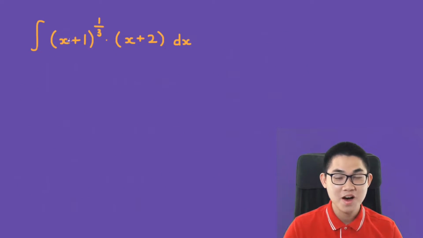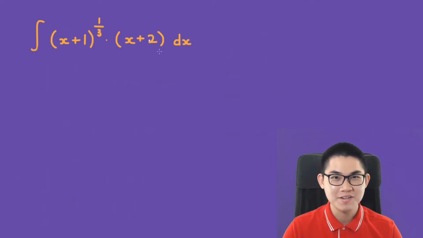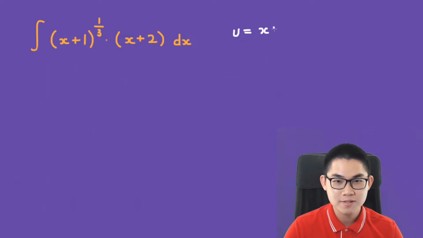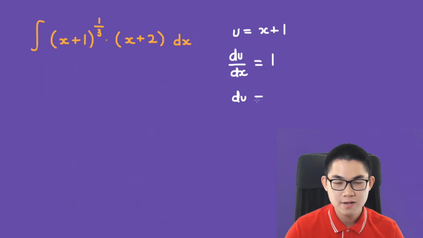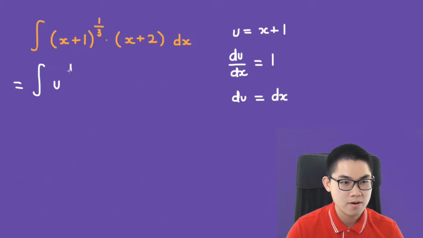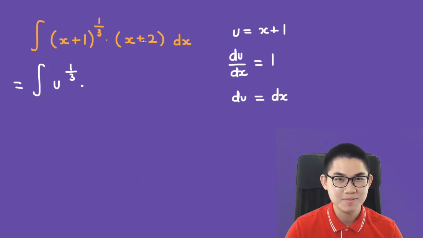And the final answer is 0. Next: the integral of x plus 1 to the power of 1 over 3 times x plus 2 dx. This can also be solved with u-substitution. Since x plus 1 is inside this root, let's make that u. So u is x plus 1, du over dx is 1, then du is equal to dx. Now we have the integral of u to the power of 1 over 3 times x plus 2.